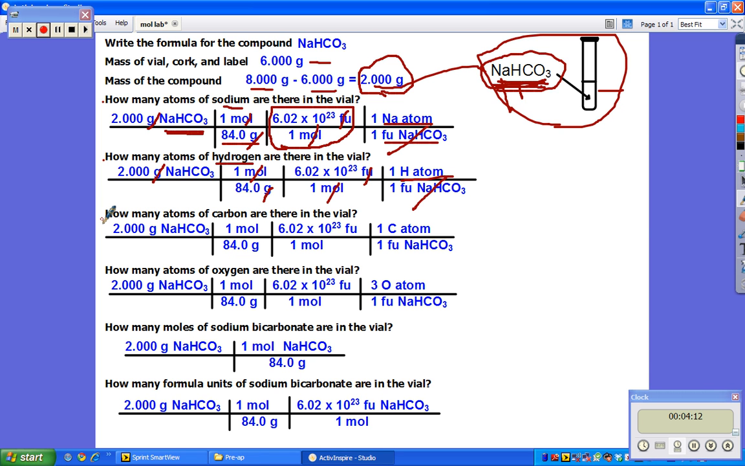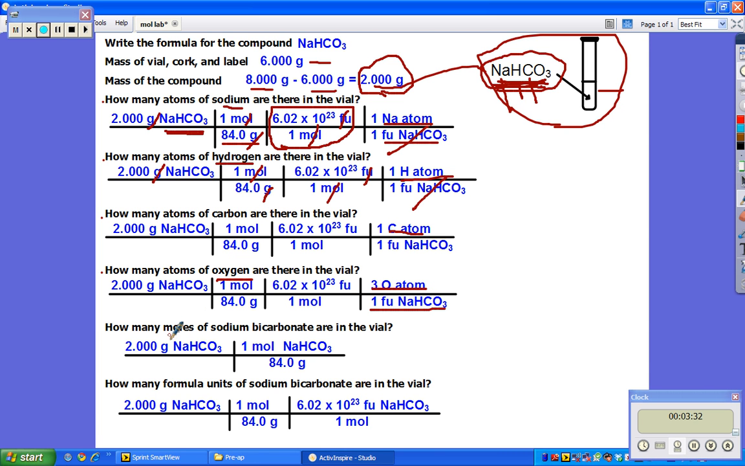And likewise, carbon, the same thing. Again, I'm going to convert my grams to moles, my moles to formula units, and I know for every 1 sodium bicarbonate, I'm going to have 1 carbon atom. And so far, for every sodium bicarbonate formula unit, I have the same number of sodium atoms, the same number of hydrogen atoms, the same number of carbon atoms. The only difference is when I get down here to the question of oxygen. And that is because for every 1 formula unit, I'm going to have 3 times as many oxygen atoms. And so I think that's pretty clear. And if you have questions, we can keep working through that.